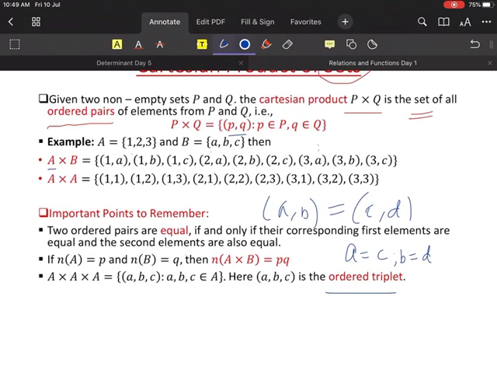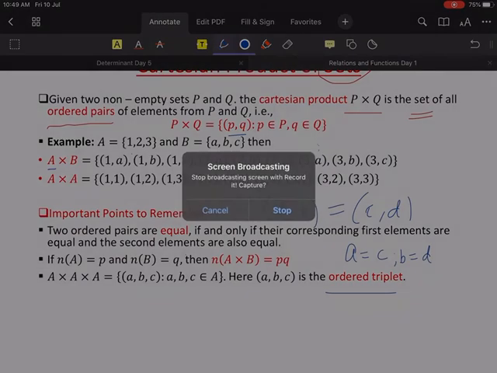Yes, sir. So let's move on to the exercise. So that's it. This is all we had for this Cartesian product.